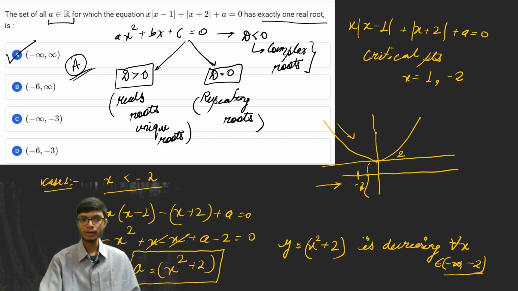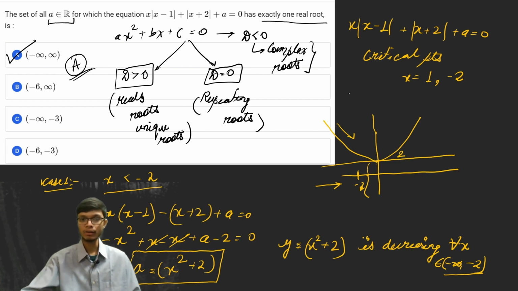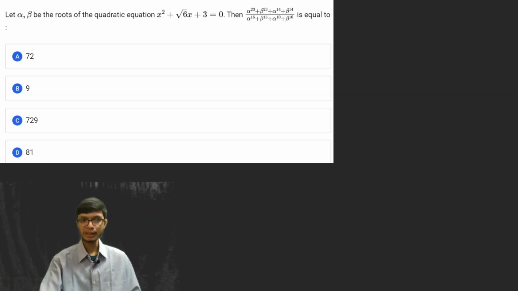And if you look at those cases, you will find that for all values of x in the different intervals or cases we considered, a solution was definitely existing for a. That implies that the exactly one real root condition was satisfied. All right, so that was an important question itself. With this, let us move to the fourth problem, which is again an interesting problem.